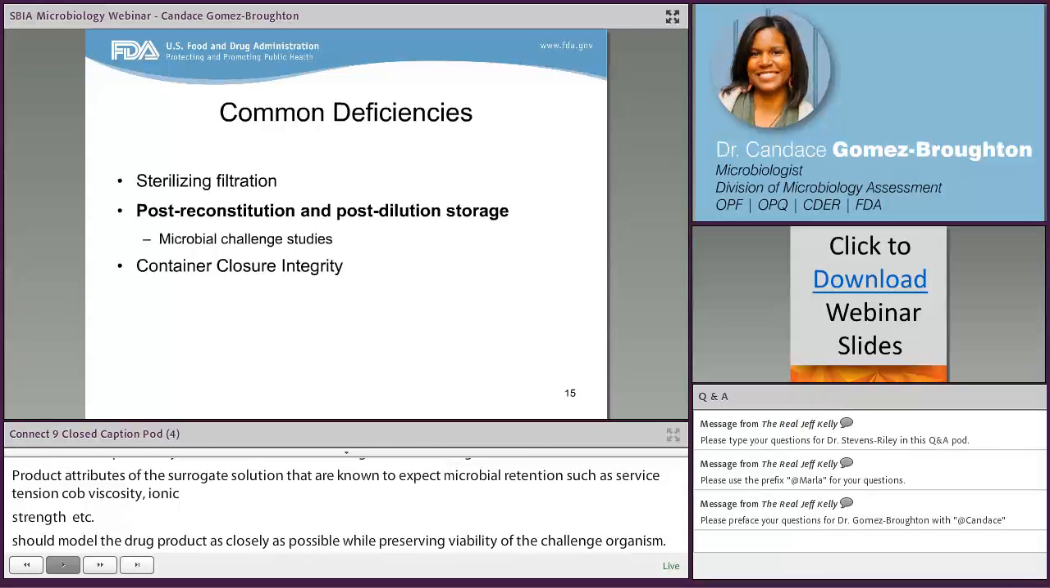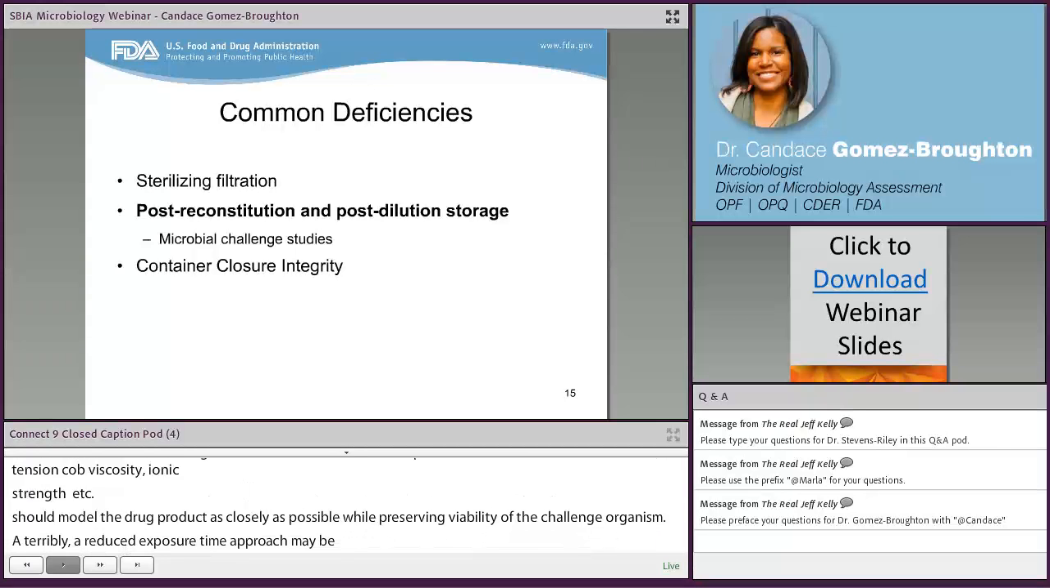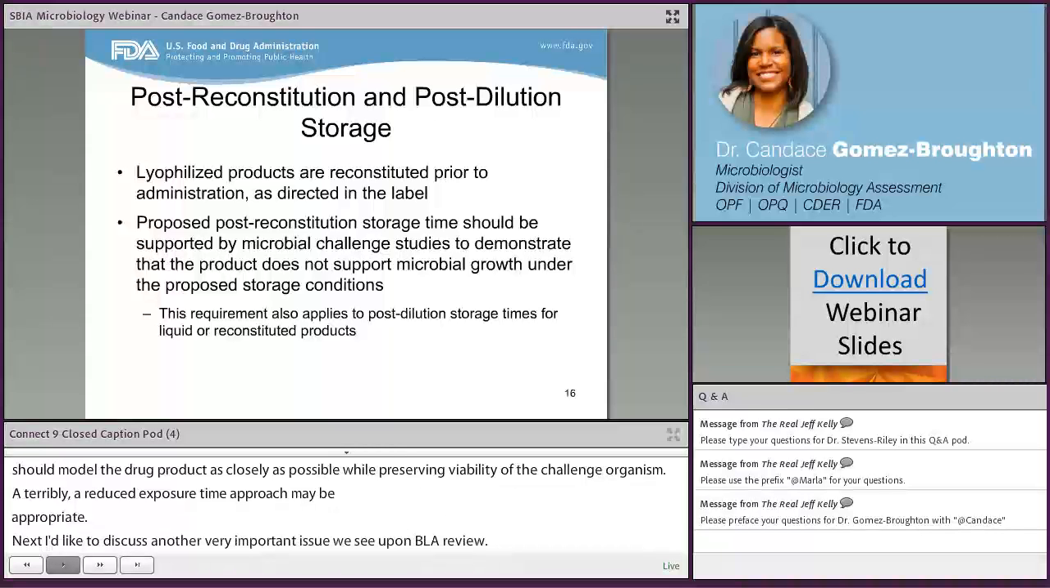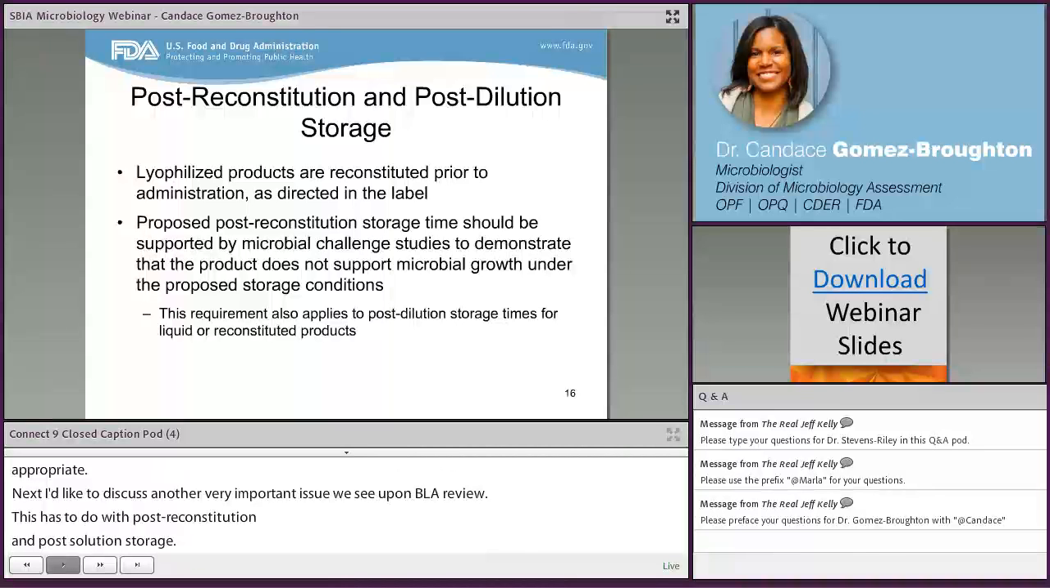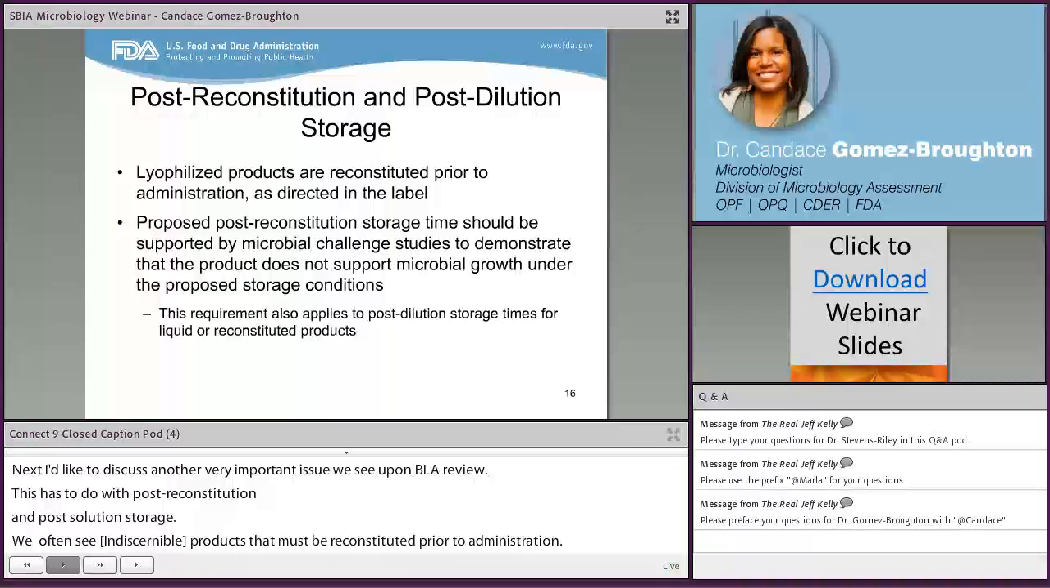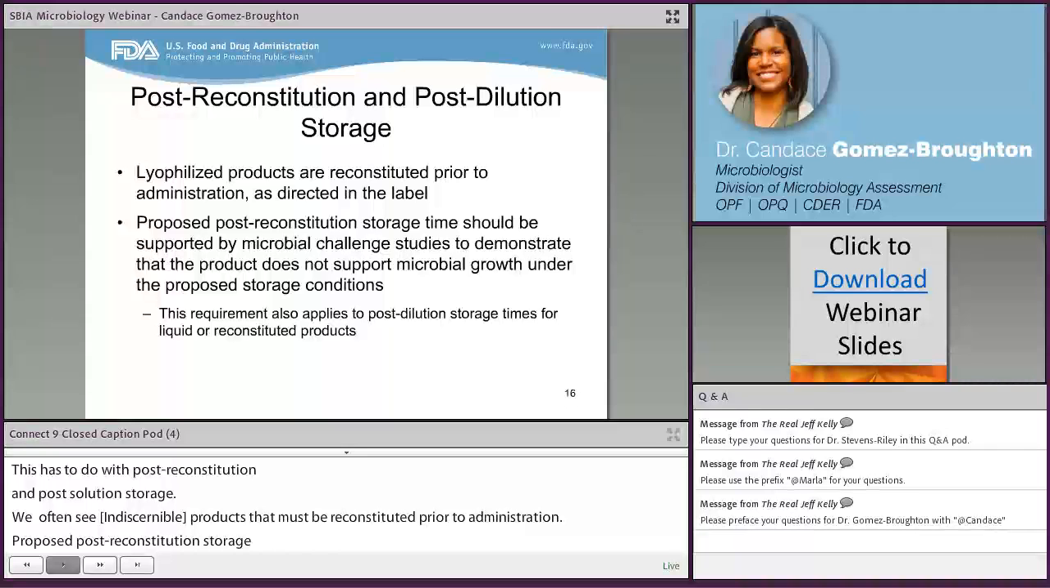Next, I'd like to discuss another very important issue that we see upon BLA review, and this has to do with post-reconstitution and post-solution storage. We often see lyophilized products that must be reconstituted prior to administration, and this is directed by the label in the instructions. Proposed post-reconstitution storage time has to be supported by microbial challenge studies in order to demonstrate that the product does not support microbial growth under the proposed storage conditions. This also applies to post-dilution storage time for liquid products.